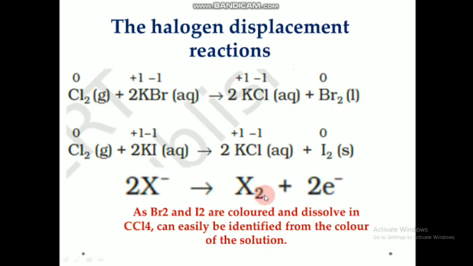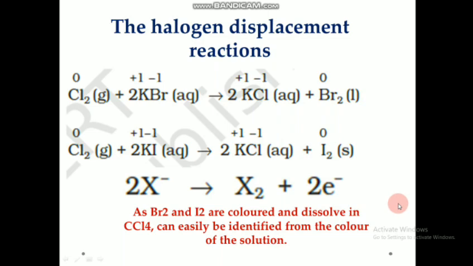This is the common format of a halogen displacement reaction. X minus means it is present as an ion. In this case it is Br minus, and Br minus is converted to Br2 with 0 oxidation number plus 2 electrons. In this case iodine is present as I minus, and I minus is converted to I2 plus 2 electrons, with the oxidation state of 0. This is the common reaction for halogen displacement.